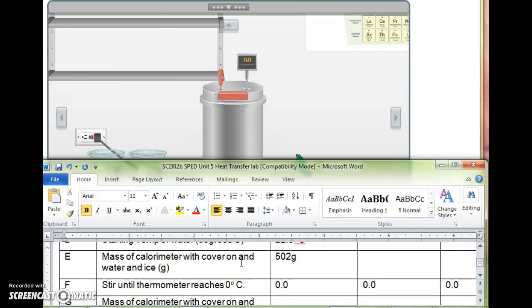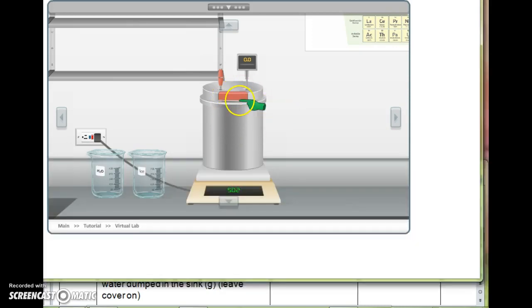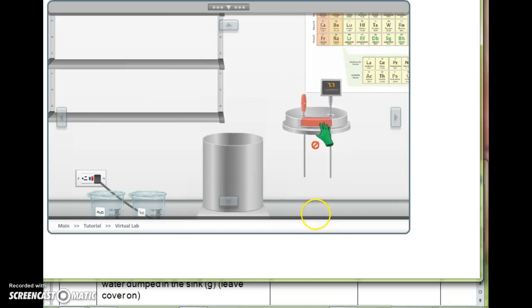This is part 2 of the Unit 5 lab. And so what we're going to do now, we melted the ice. It's at 0 degrees. There is still some ice remaining. We are going to find the mass of the calorimeter with the cover on and the ice remaining after 0 degrees. But we're going to dump out all the liquid water.